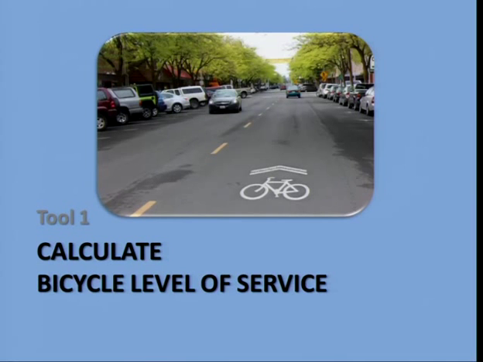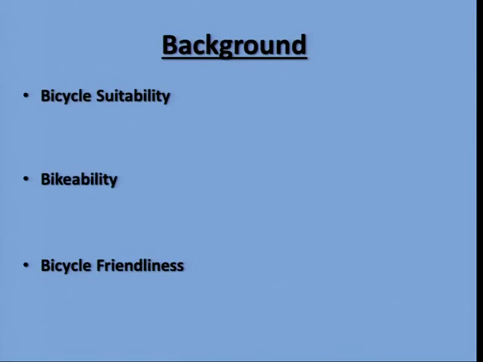So the first tool, calculate bicycle level of service. With each of these tools, I'll give a little bit of background. This project was funded by the Idaho Transportation Department. They wanted to create a GIS tool for assessing bicycle suitability. The first step we did was to look at that term suitability and get a good sense of what it means. We found in the literature that people were using a lot of different terms: bicycle suitability, bikeability, bicycle friendliness. Different authors use them interchangeably, sometimes to mean the same thing, sometimes to mean different things.